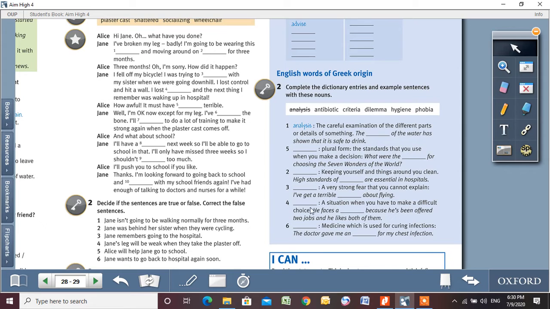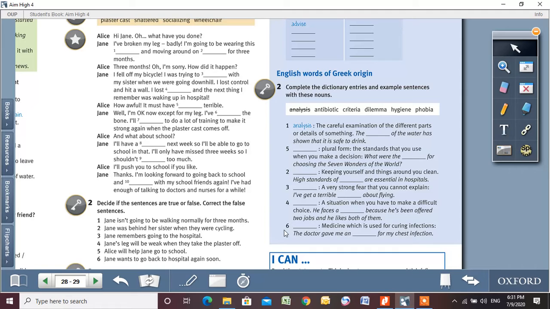The next one, a situation when you have to make a difficult choice. So that will be a dilemma. Dilemma, it's a situation, and in this situation it will be very difficult for you to decide or to make a choice. So for example, you can say he faces a dilemma because he's been offered 2 jobs and he likes both of them. So it's really a dilemma for him to decide which job he will choose, because he likes both of them.